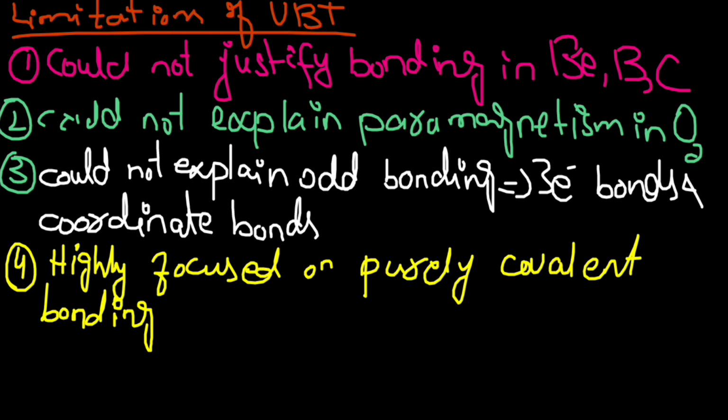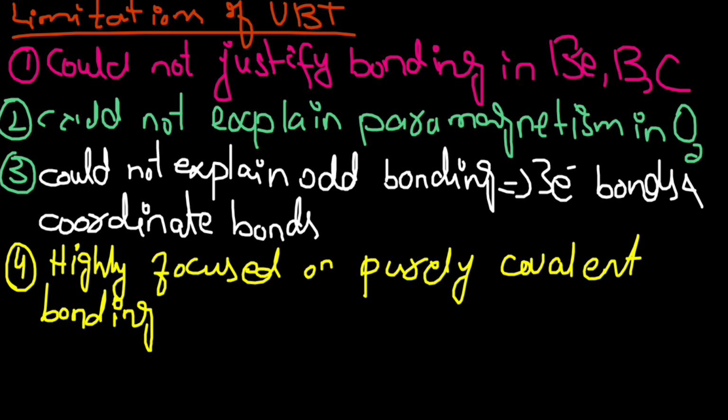Moreover, it couldn't explain the paramagnetic behavior in oxygen. Oxygen molecule, as we have discussed earlier, is formed by one sigma bond and one pi bond. All of the electrons are paired. So according to VBT, oxygen shouldn't show the paramagnetism, but actually oxygen is weakly attracted in a magnetic field and shows the paramagnetic behavior. So VBT has no reason to explain the paramagnetism in oxygen.